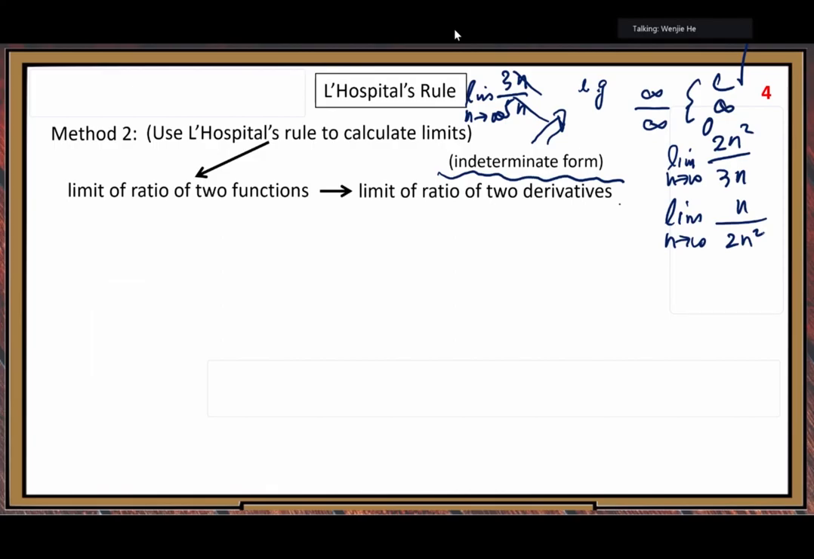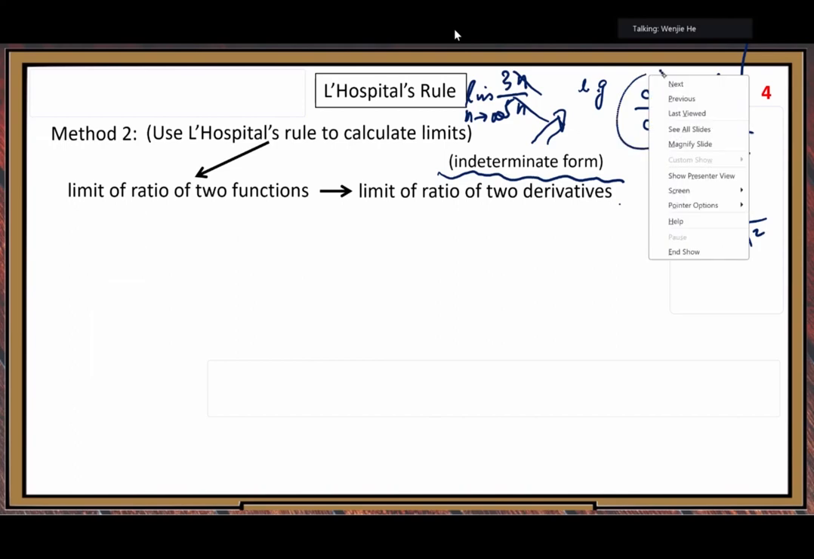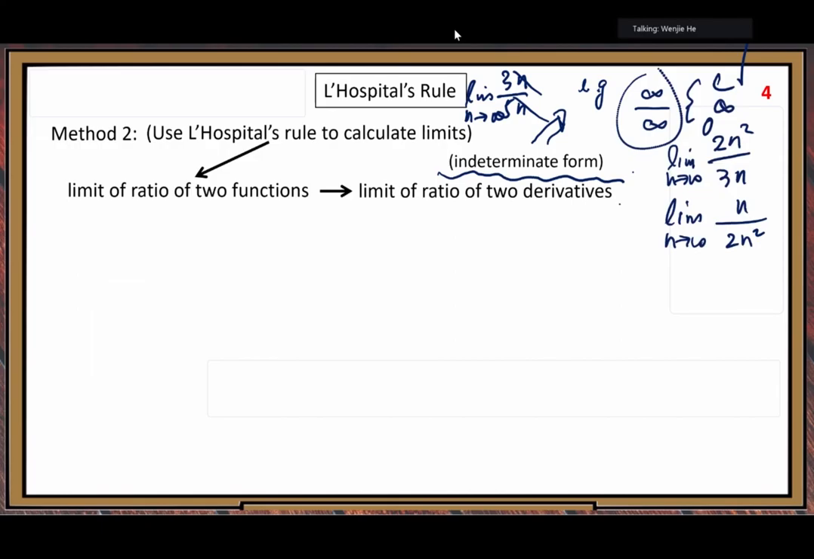That's why we say indeterminate form. Only when you have indeterminate form can we apply L'Hopital's rule. Don't forget to check that condition, otherwise you will get a wrong result. Regarding indeterminate forms, there are several others, but for our class, we only use this indeterminate form.